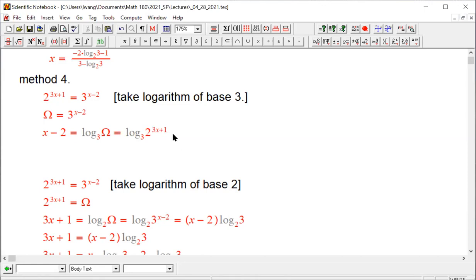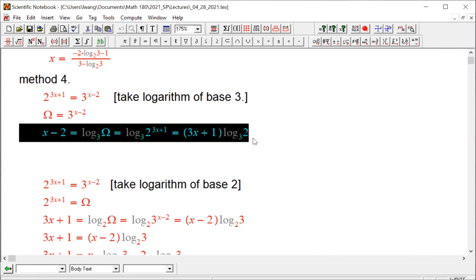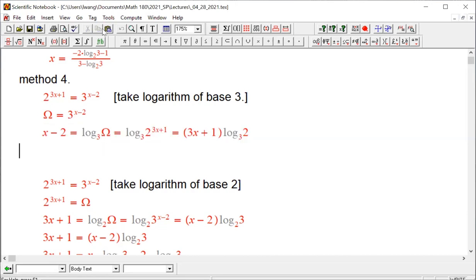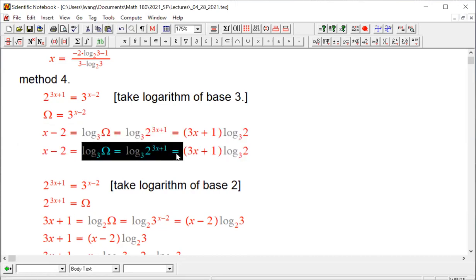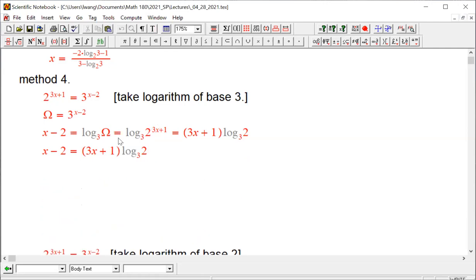It's similar, isn't it? So it doesn't matter which one you use. Eventually, you're getting to 3x plus 1, and then log base 3 of 2. So that's where we end up. If you trim everything in between, that's what we get. You have an x here, you have an x there.